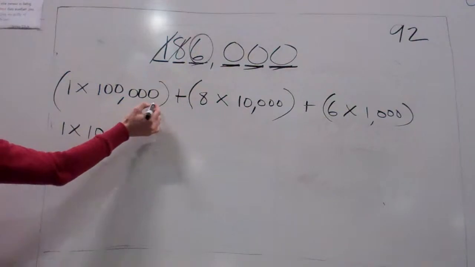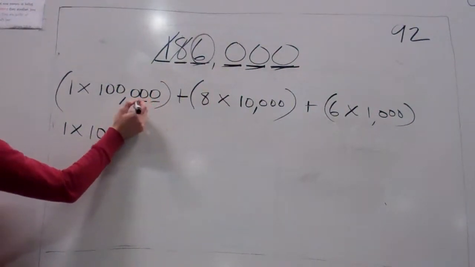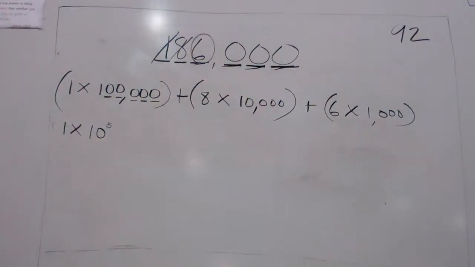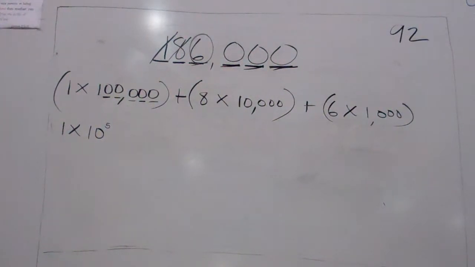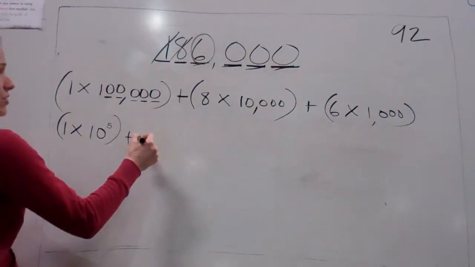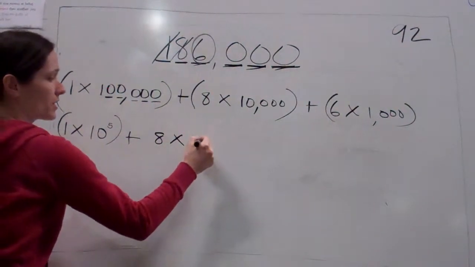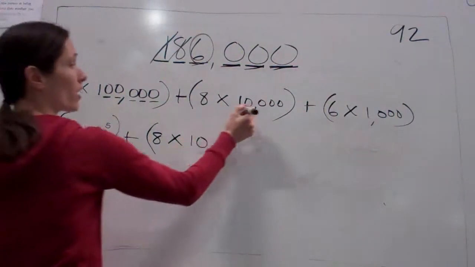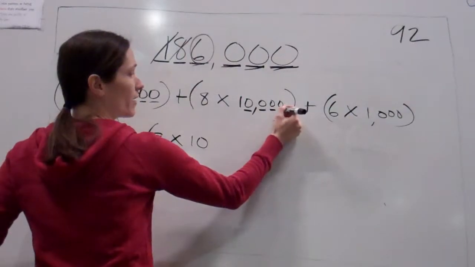How many zeros do I have? 1, 2, 3, 4, 5. 5. Pretty simple, right? Okay? Now, let's do the next one. 8 times 10 to the 4. 1, 2, 3, 4.